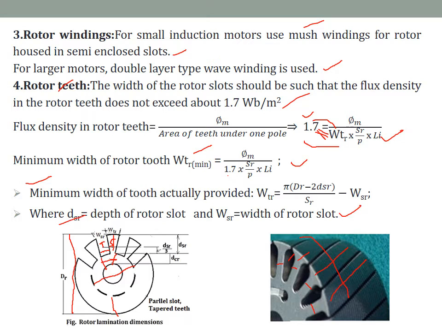So this is the minimum width actually provided. If this is less than this one, whatever is provided, if it is less than that one, then the flux density will be more than 1.7 Weber per meter square.